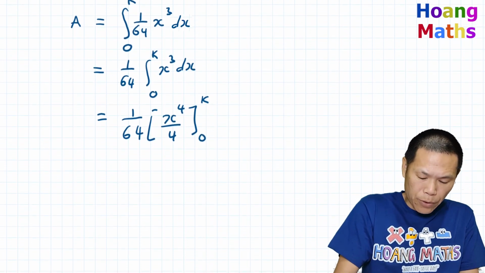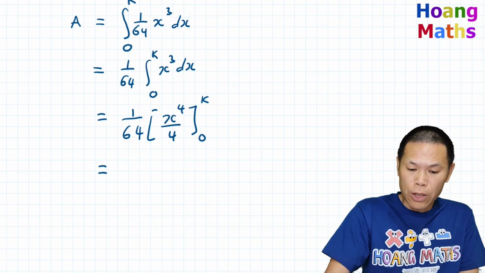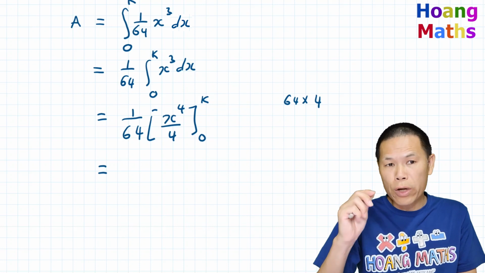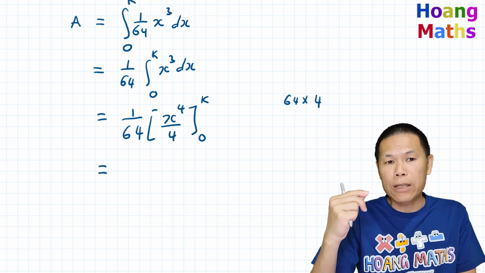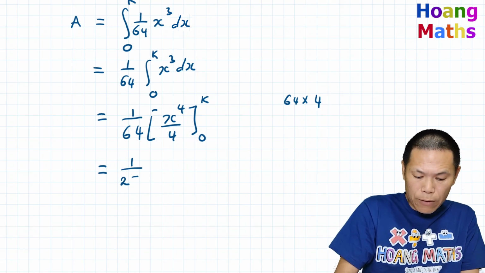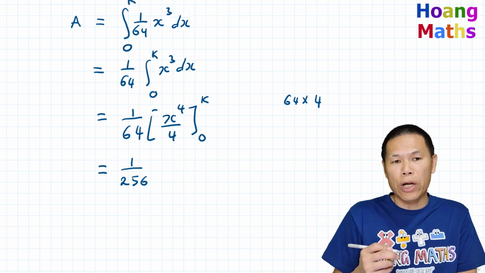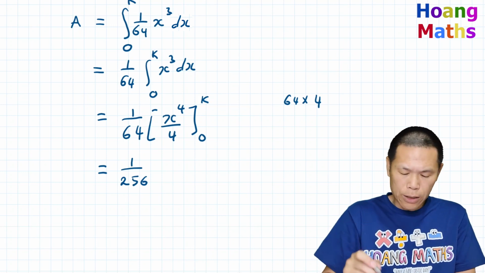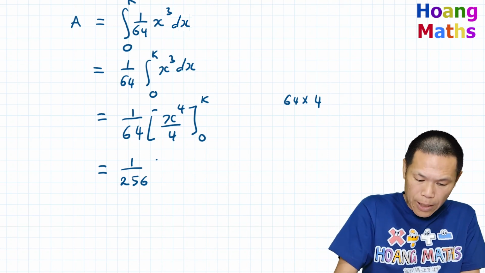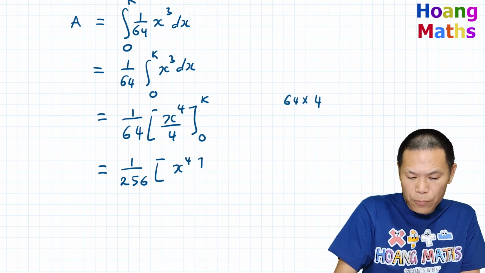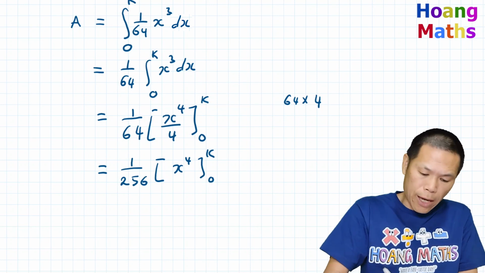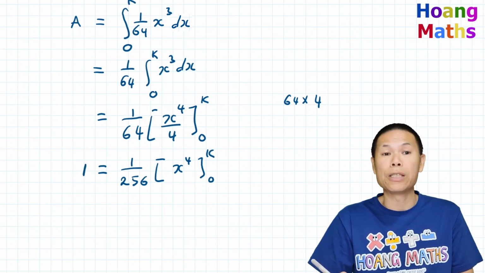So if I take a quarter out, 64 times 4: we double 64 to give 128, and double again, so 256. So 1 over 256. Otherwise, of course, you can just use your calculator: a quarter times 1 over 64 should give you 1 over 256. In here, we're left with x power 4 from 0 to k. Now we just need to evaluate this, and we know that the area of a probability density function is equal to 1.